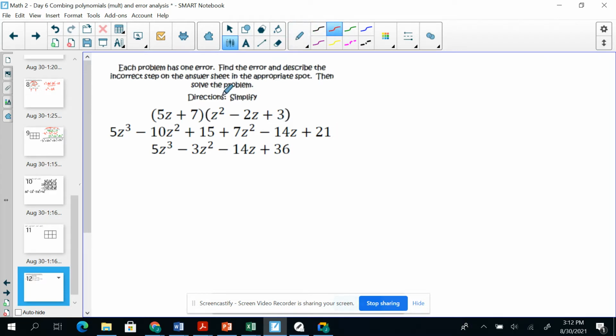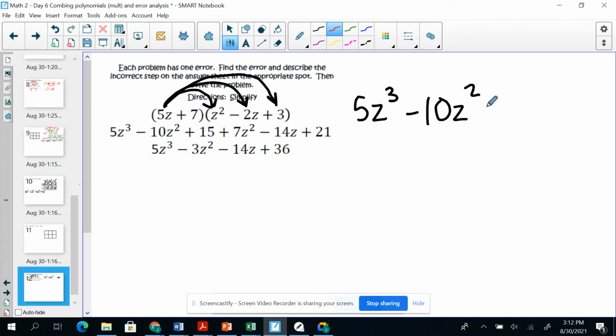So we are going to do 5z times z squared, which is 5z to the 3rd. 5z times a negative 2z is going to be a negative 10z squared, because positive 5, negative 2, and then z times z. Then positive 5z times 3 is going to be 15z. So we've distributed the 5z all the way through.